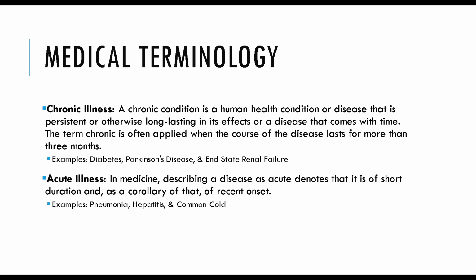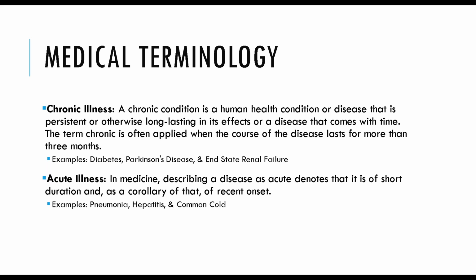It's also important that you have some medical terminology. The two basic terms that we will be discussing in this office often, and that you'll have to understand in order to do the medical underwriting, are what's considered chronic and what's considered acute. What is a chronic illness and what is an acute illness? A chronic condition is a human health condition or disease that is persistent or otherwise long lasting in its effects, or a disease that comes with time. The term chronic is often applied when the course of the disease lasts for more than 3 months.